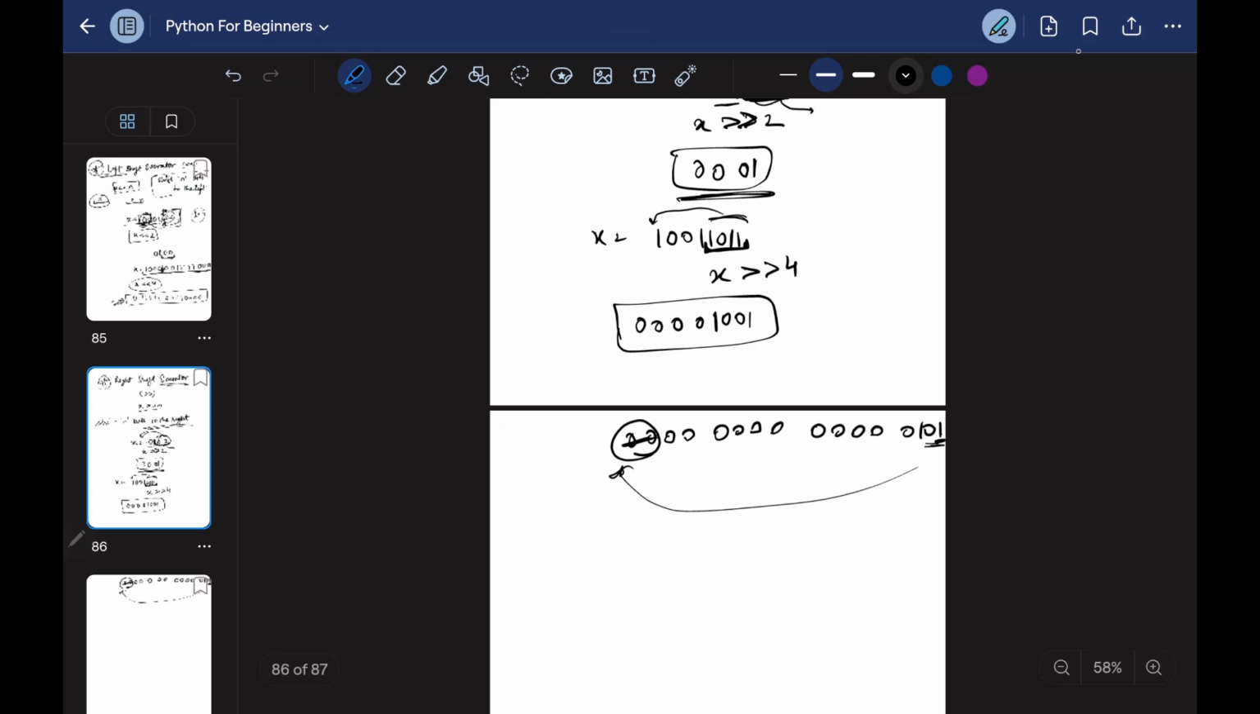And if I had 1 0 over here, if I do the left operation, then this will be removed. If I do the right operation, this will be removed, and 0 0 will be added over here.